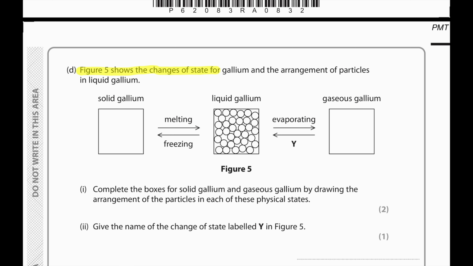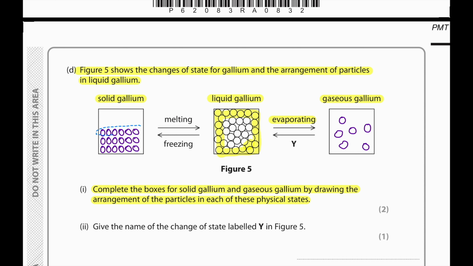Figure 5 shows the changes of state for gallium and the arrangement of particles in liquid gallium. So the first diagram represents solid gallium. The second one represents liquid gallium. As you can see, liquid particles are not neatly arranged. They have a little bit more space and are irregularly arranged. And then after evaporation, gaseous gallium will be far apart. Complete the boxes for solid gallium and gaseous gallium by drawing the arrangement of particles in each of these physical states. So for the gaseous gallium, we have to draw them far apart and randomly. We will not be seeing as many particles as we see in the liquid gallium in the same space. In the solid gallium, we're going to have the gallium in a regular arrangement.